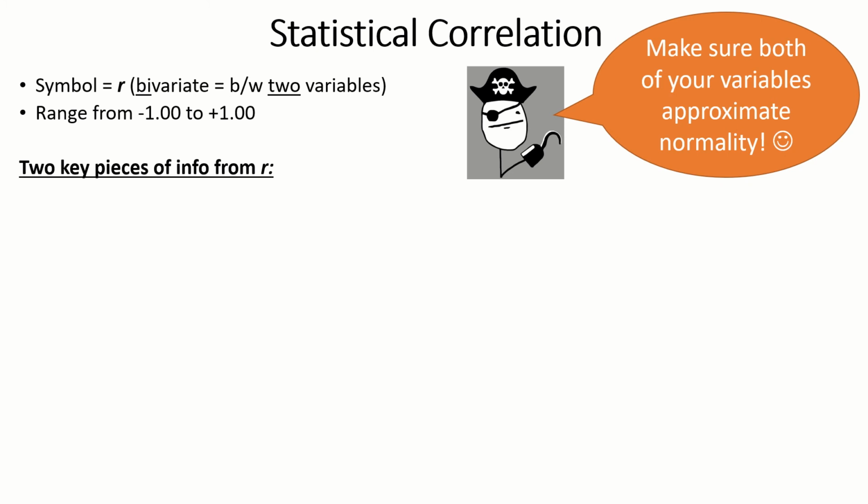And you get two key pieces of information from any r value. So any r value actually gives you a lot of information about the relationship between the two variables that you're looking at.